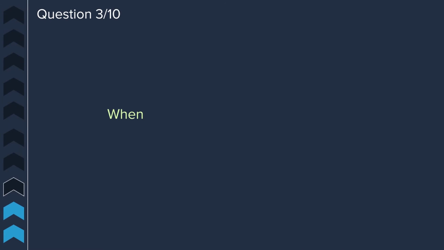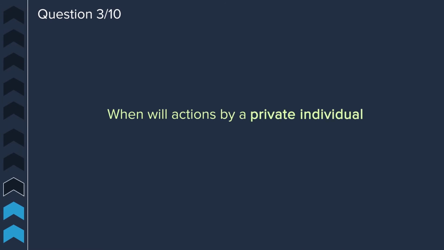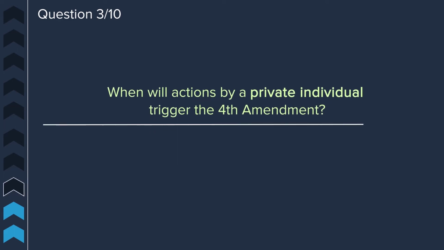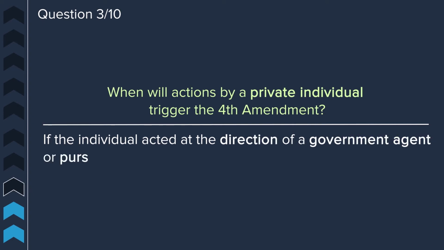Question 3. When will actions by a private individual trigger the Fourth Amendment? If the individual acted at the direction of a government agent or pursuant to an official policy.